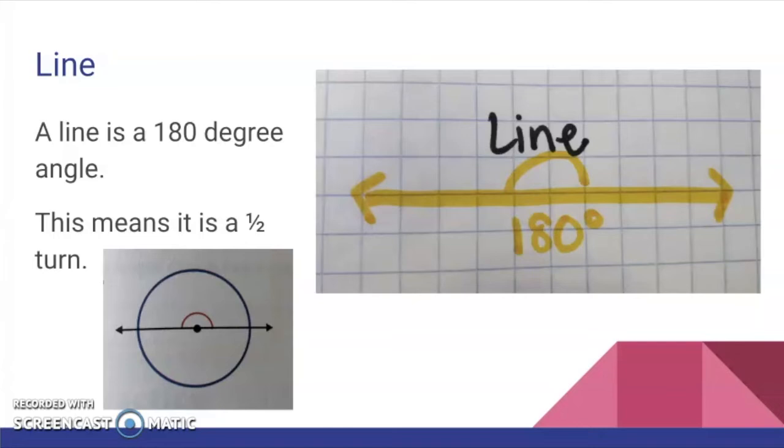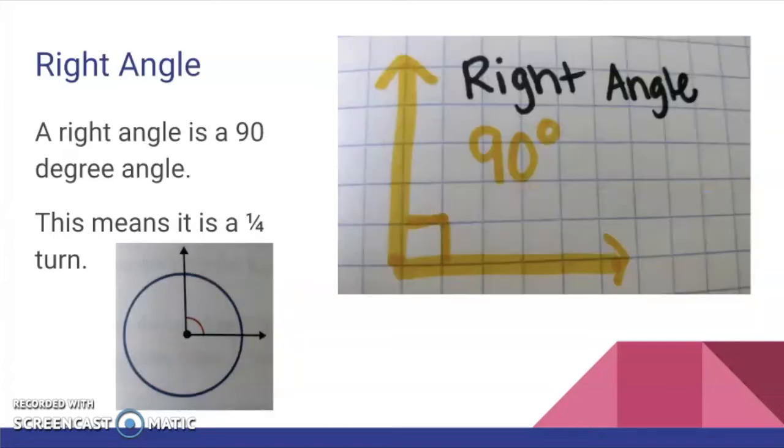The next one we're going to take a look at is a right angle. A right angle is a 90 degree angle. This means it is a quarter turn of a circle. So 90 degrees is 1/4 of 360 degrees. That's why it is a quarter turn. It is 1/4 of 360 degrees. That makes it a 90 degree angle.